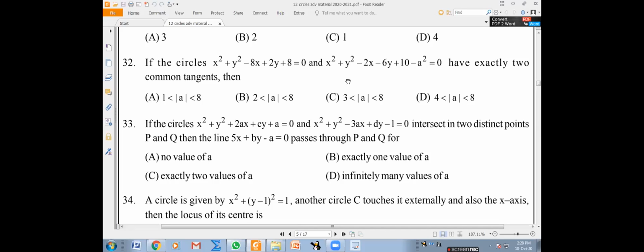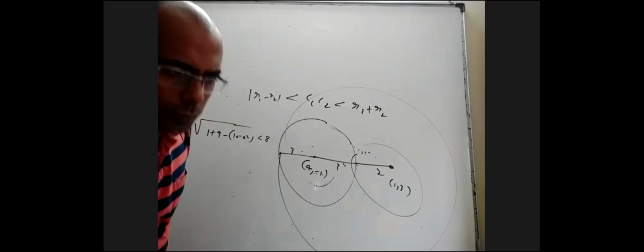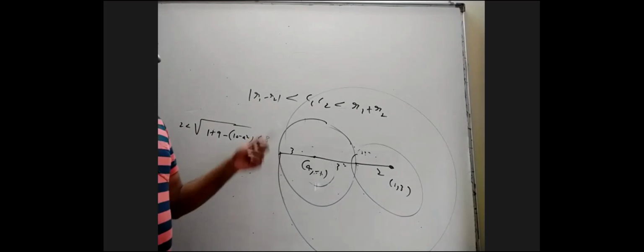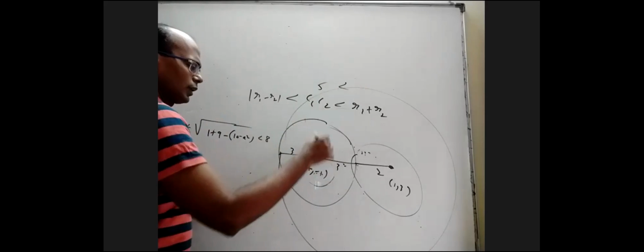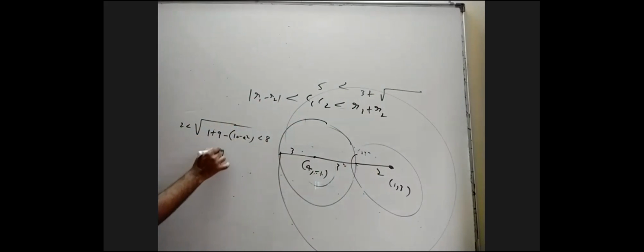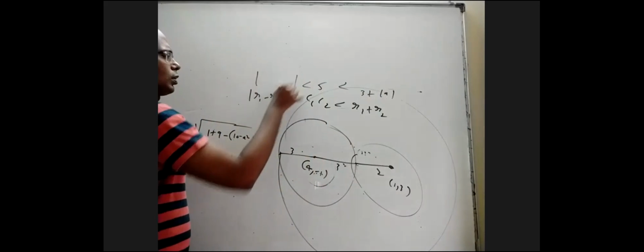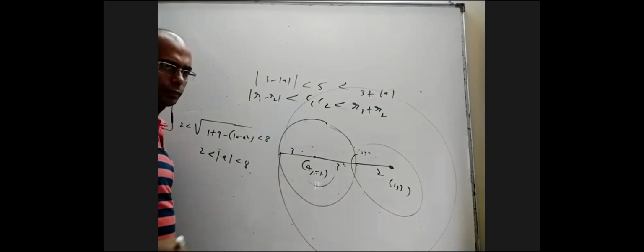So what is the radius of the second circle? 1 plus 9 minus 10 minus a square. That should be between 2 and 8. Okay, so you can use C1C2 and R1 plus R2 also, it will come. What is C1C2? Distance between the centers, it will be 5. Radius of the first circle is 3. Radius of the second circle is root a square, mod a directly. Mod a is between 8 and 2 very neatly here. If you want to do it here, it is 3 plus mod a and mod of 3 minus mod a.